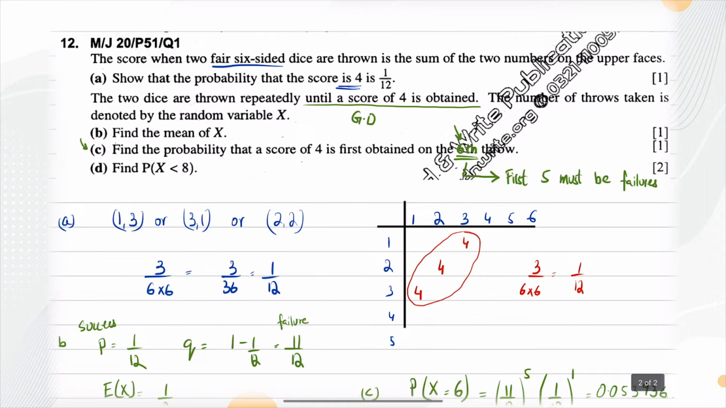Okay, compare this with binomial. देखो binomial में क्या होता था? Binomial में ये होता था कि number of trials fixed होते थे. इसलिए success could all happen multiple times.